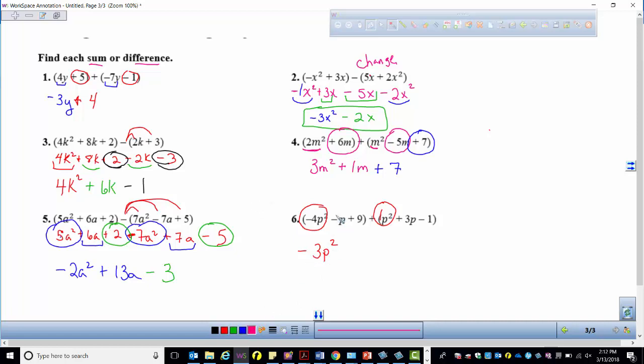And then for my next term, I have negative 1p plus 3p. So negative 1 plus 3 gives me 2p. And my last one, I have a 9 minus 1, which gives me a positive 8. And that's how you're going to add and subtract like terms and add and subtract polynomials.